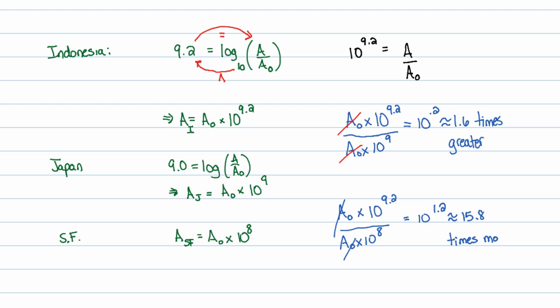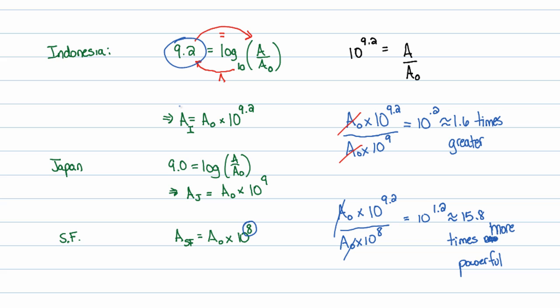Now, that's a huge number of times more powerful. If you had $1,000 and I had 15 times the amount of money that you have, I'd be pretty happy, right? 15 times more powerful than a quake that demolished a city. That's how many times more powerful the quake in Indonesia was. So it doesn't give you all, because remember the Richter number for the San Francisco quake was 8 versus the Richter number only being 1.2 more for the Indonesian quake.